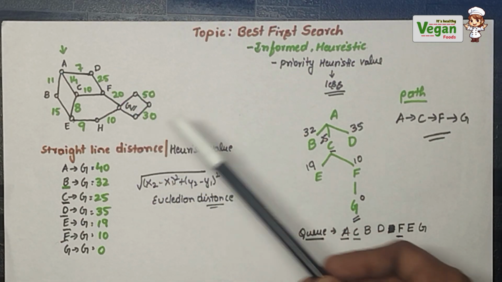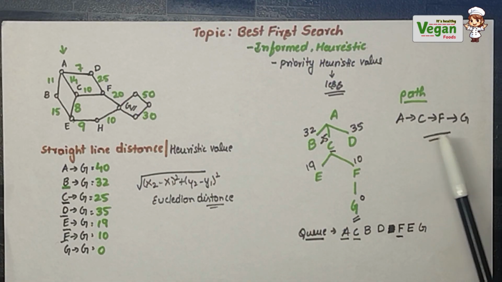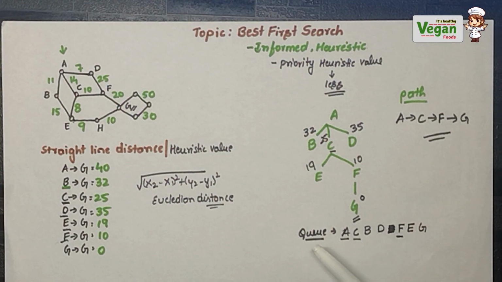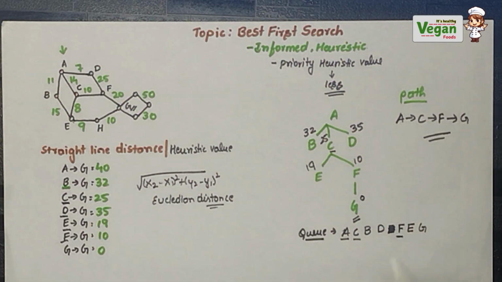G was the goal state, so we stopped the process here. We started from the source A and reached the goal G. We also represented it using the queue. Whoever has the lesser heuristic value enters the queue first. Hope you understood the concept of the best first search algorithm.